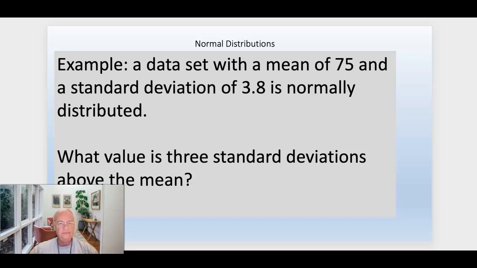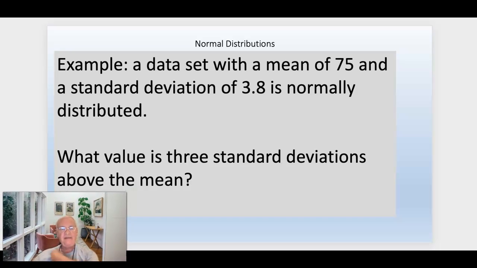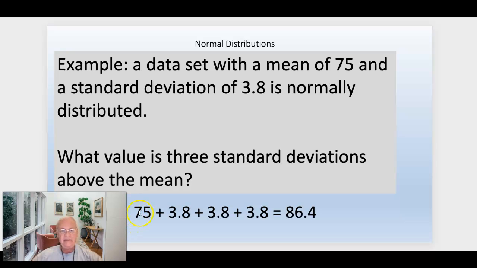Here's an example. A data set with a mean of 75 and a standard deviation of 3.8, and it is normally distributed. What value is 3 standard deviations above the mean? Well, how do we calculate that? It's pretty easy. You take the 75, which is the mean, and add 3.8 three times. You get 86.4. Just think of a number line. I'm going to add 3 standard deviations to the original mean.